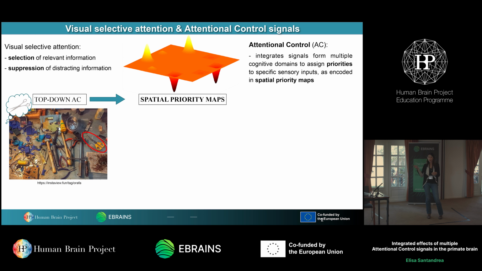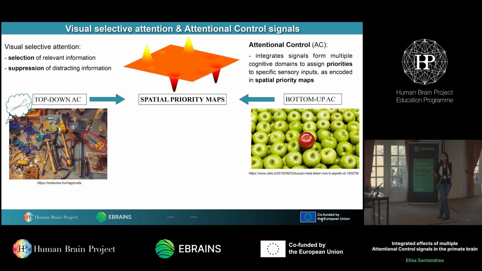For example, we have top-down attentional control, which refers to all signals related to the current goals of the individual. For example, if we are looking for a pair of scissors on a work table and the environment is very crowded, we will use an attentional template, a sort of model that is informed about what we know about the shape, the material, and the color of a typical pair of scissors.